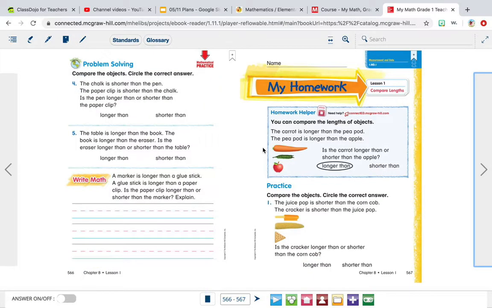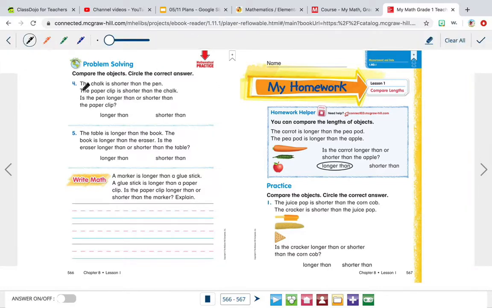Compare the objects, circle the correct answer. So we know that the chalk is shorter than the pen. The paper clip is shorter than the chalk. Is the pen longer than or shorter than the paper clip? So let's draw a piece of chalk, okay? So here's my piece of chalk. Okay? And it's saying the paper clip is shorter than the chalk. So I'm going to draw a little paper clip that's shorter than the chalk. So here's the chalk and here's the paper clip.